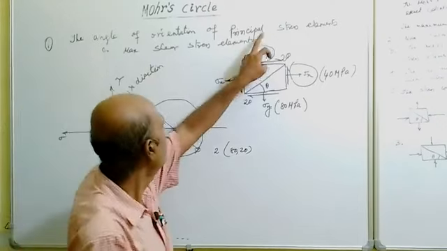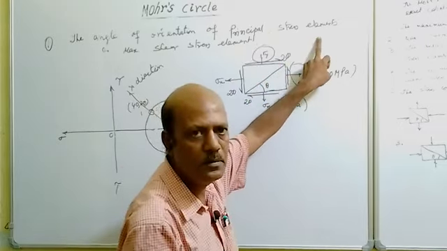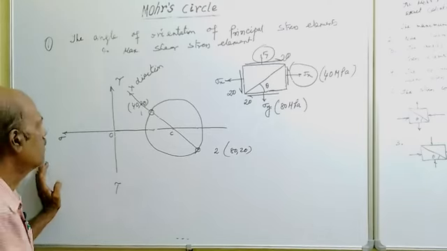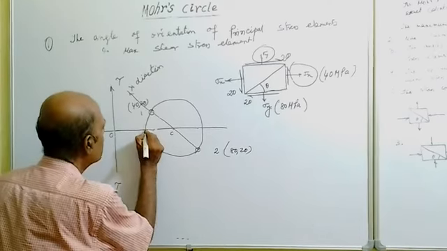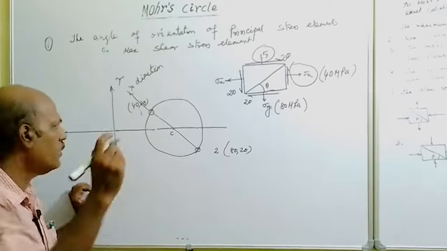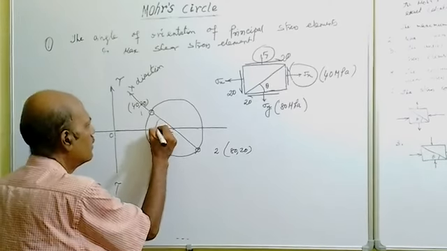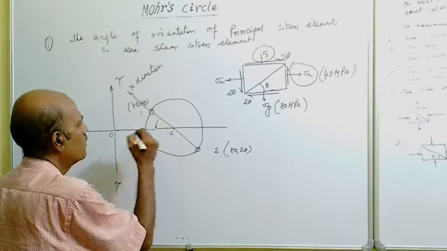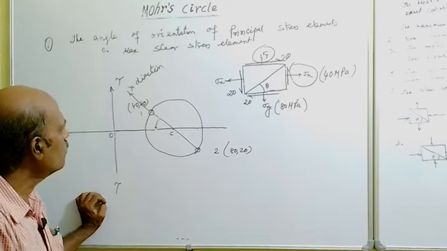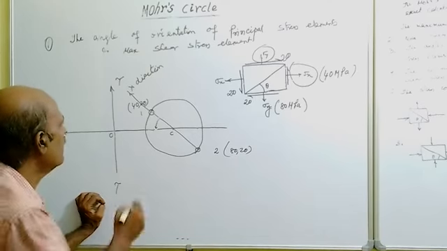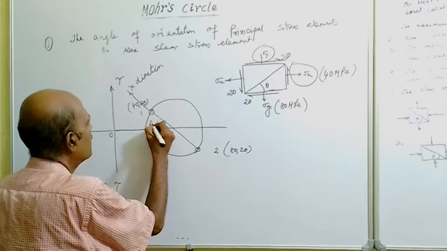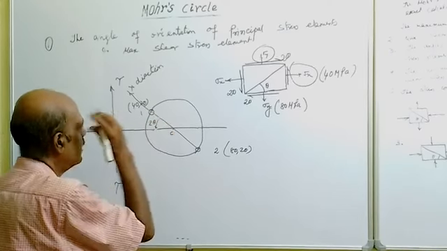Now we want to find the angle of orientation of the principal stress element. For this, we know the principal stresses we will get at this point and at this point. Now for this we have to rotate this by this much angle. So we have to rotate the x direction by, say, this angle, which is the 2 theta angle we are considering.